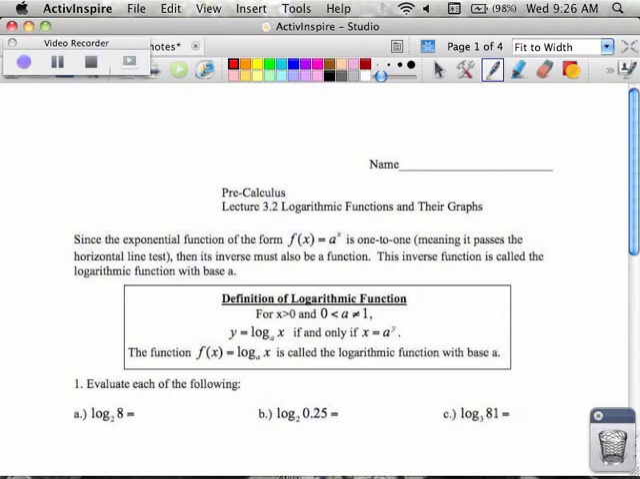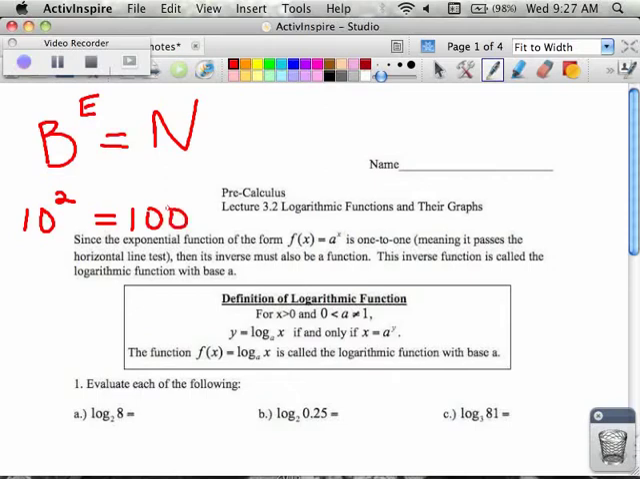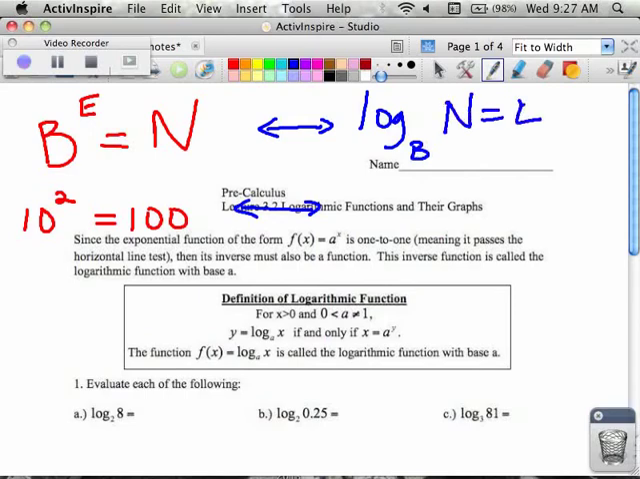Let's start with some very basics. If I have some base to some exponent, it equals a number. For example, 10 squared equals 100. Good? All right. If I rewrite this in a different format, I would write the top part, the variable looking thing, as the log base b of some number equals an exponent. Or in other words, the log base 10 of 100 equals 2.